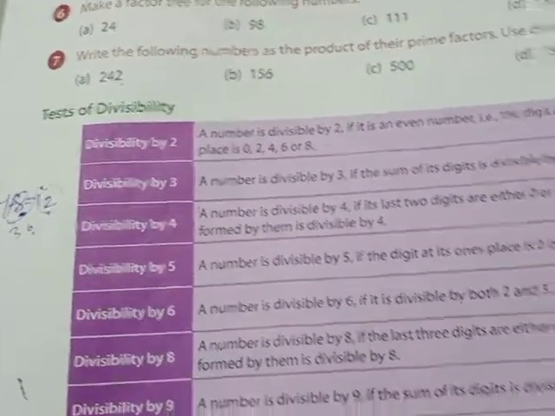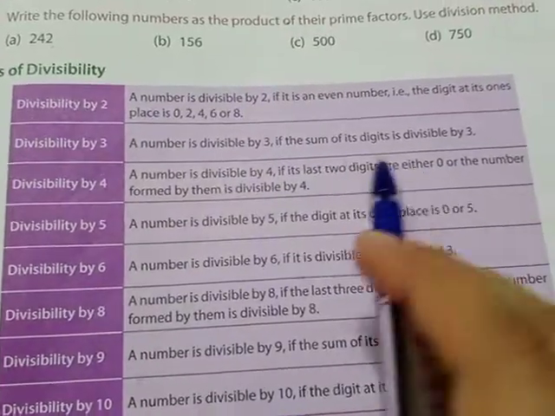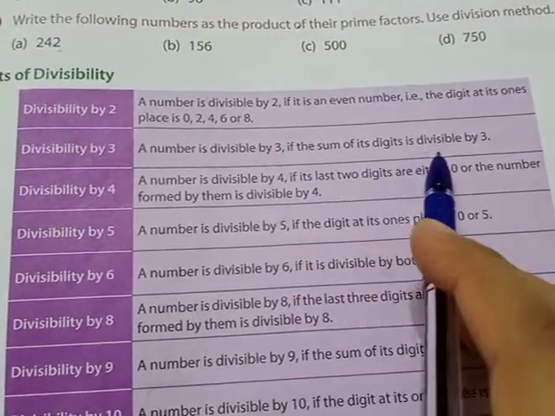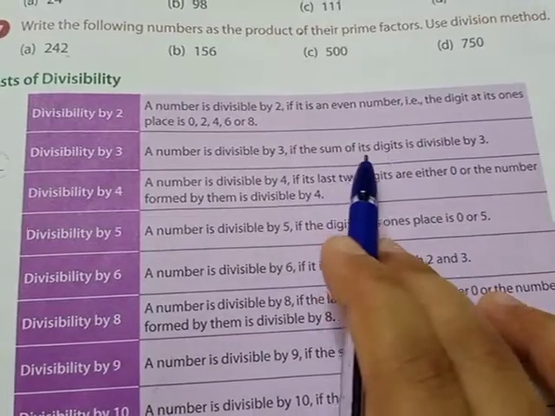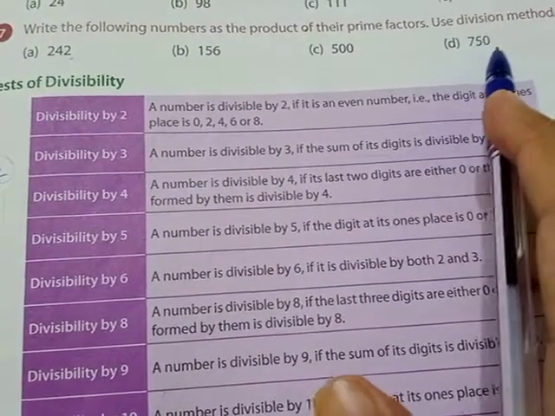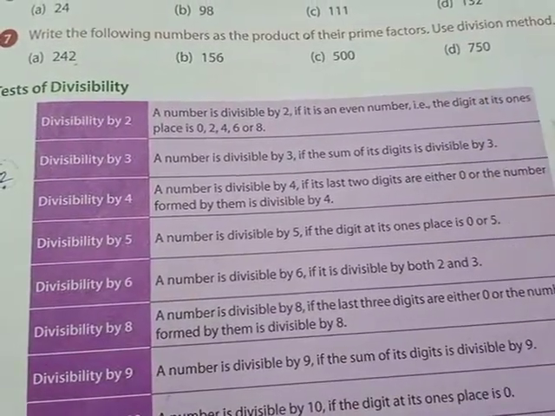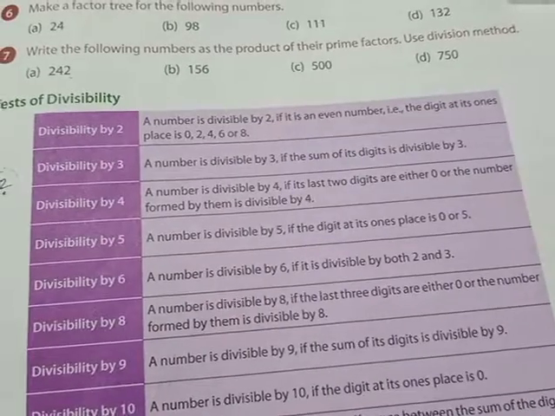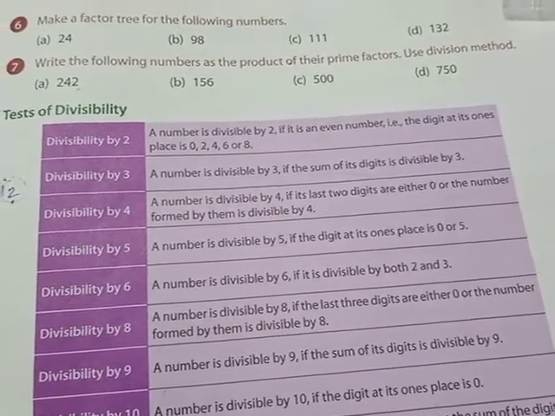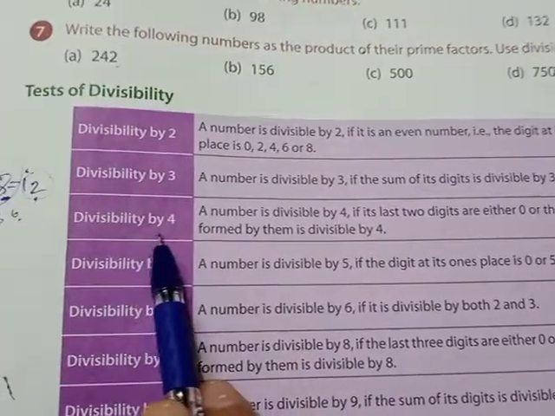So the divisibility rule for 3 is clear, I suppose. A number is divisible by 3 if the sum of its digits is divisible by 3. Sum of its digits means in the given number, all the digits we will add and see. If after adding the digits we get a number which is in the table of 3, it means that number is divisible by 3. Okay, then what is the rule for 4?